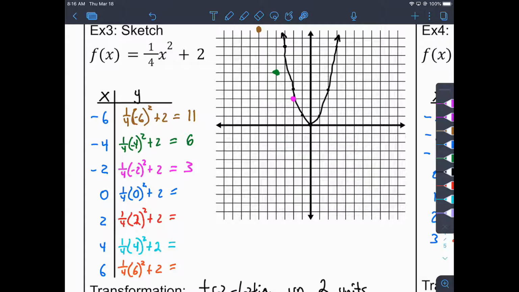What about the next one? 0 squared is still 0. Divided by 4 is still 0. Plus 2. Well, 0 plus 2 is 2. So 0 means that I've gone nothing left or right. I'm still here at the middle. But then plus 2 shifts me up 2. So there we go. Now, what about positive 2? Positive 2 squared is 4. Divided by 4 is 1. Plus 2. 1 plus 2 is 3. So this time I go forward 1, 2, and up 3.